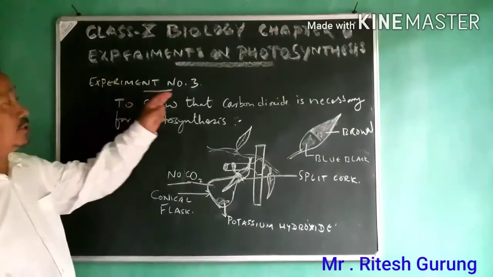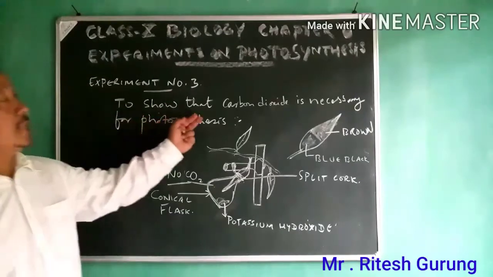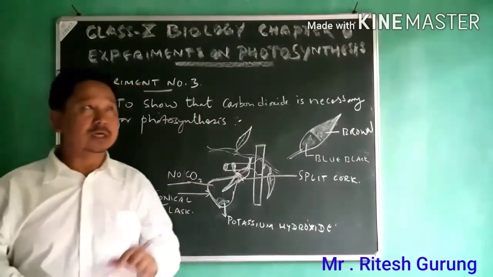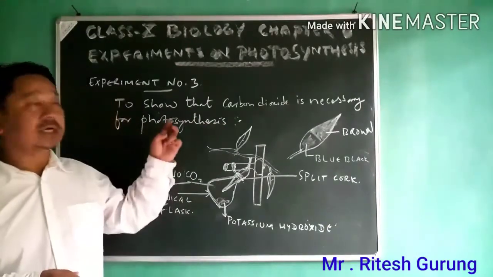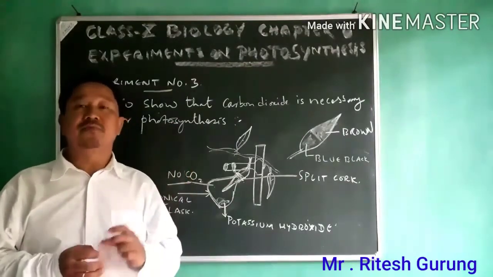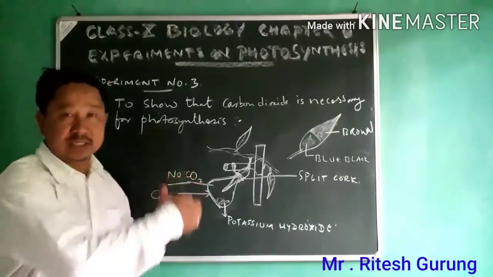Now experiment number 3, we have now to show that carbon dioxide is necessary for photosynthesis. Another important component of photosynthesis is carbon dioxide, which the plants get from the atmosphere. If there is no carbon dioxide, photosynthesis is not possible.